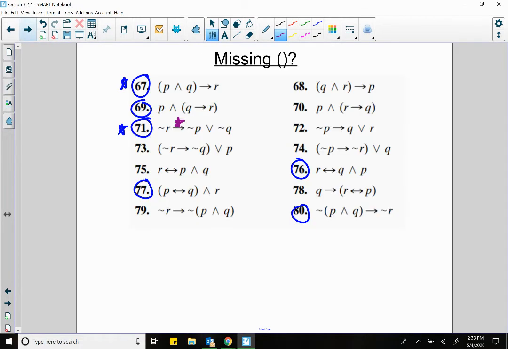So, since I know this is the strongest, that means I either have parentheses before it, after it, or both. Now let me tell you how you're going to know which. We do not put parentheses around a single statement. Single statements are the single letters like P, or negated statements like negation P. Those are considered single statements.